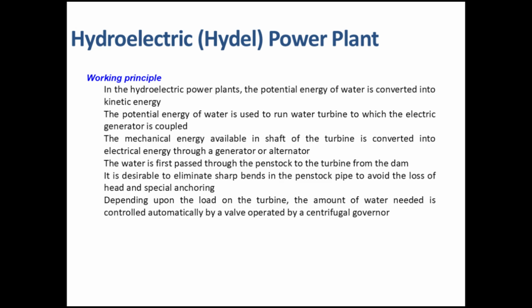The water is first passed through the penstock to the turbine from the dam. It is desirable to eliminate sharp bends in the penstock pipe to avoid loss of head and special anchoring. Depending upon the load on the turbine, the amount of water needed is controlled automatically by a valve operated by a centrifugal governor.